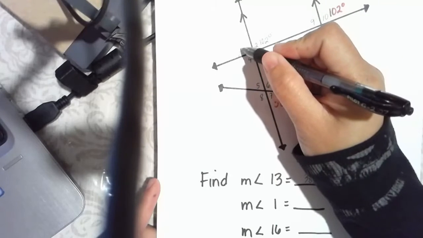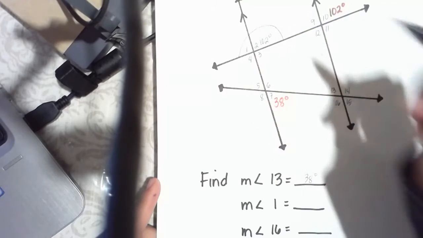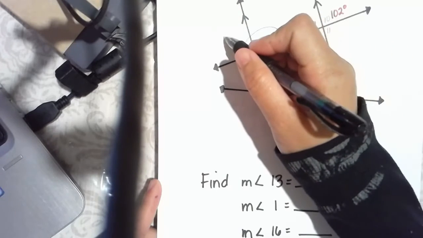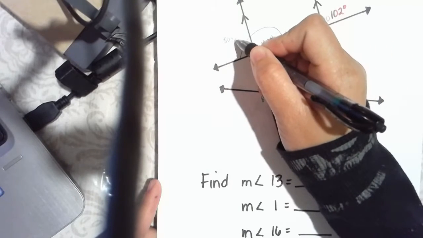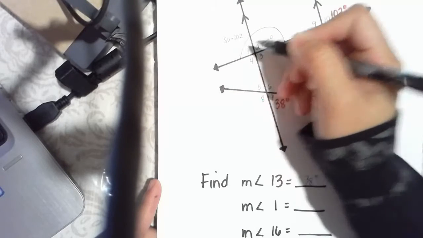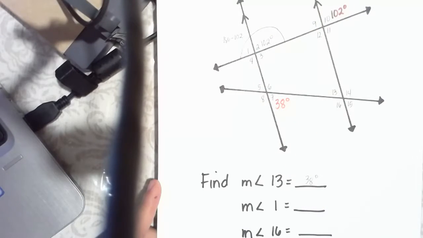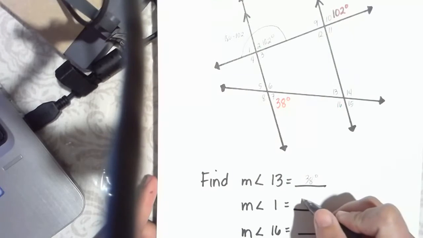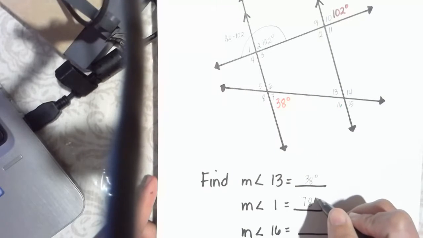Now, angle 1 and angle 2 form a linear pair, so we need to subtract 180 minus 102 so we can get the measure of angle 1. And 180 minus 102 is equal to 78. So angle 1 is equal to 78.